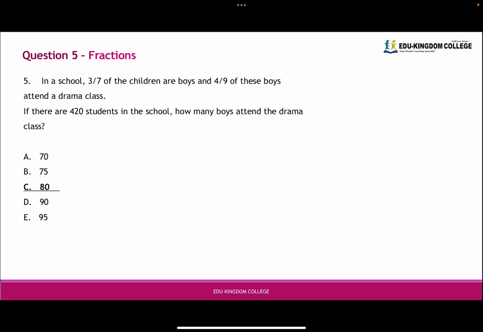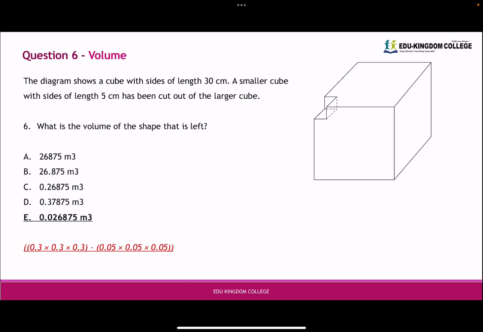Question 5. So this is a fractions question. There's 420 students. 3/7 are boys. So what's 1/7? 1/7 is going to be 60 times 3. So 3/7 is going to be 180. Now, 4/9 of these boys attend a drama class. So what's 1/9? 1/9 is 20 times 4. So 1/9 should be 80. So 80 boys attended a drama class.